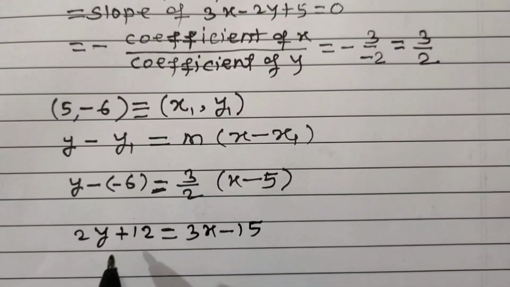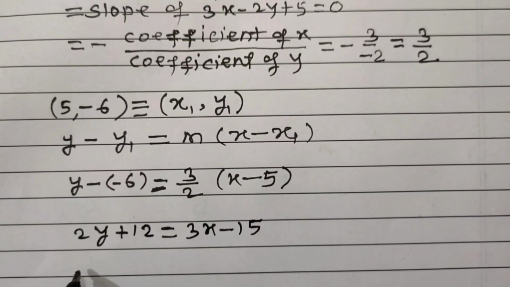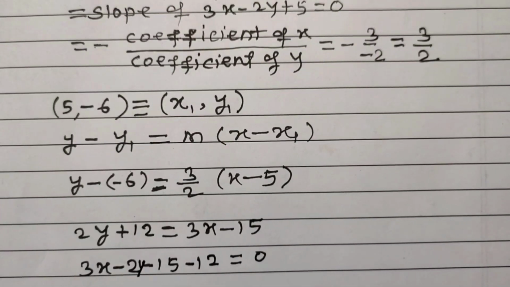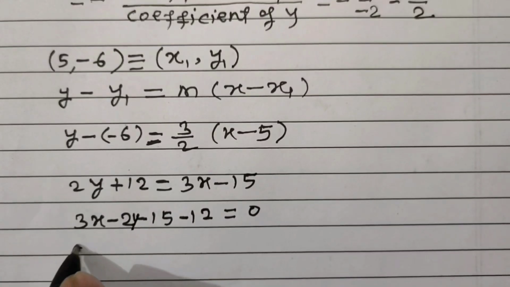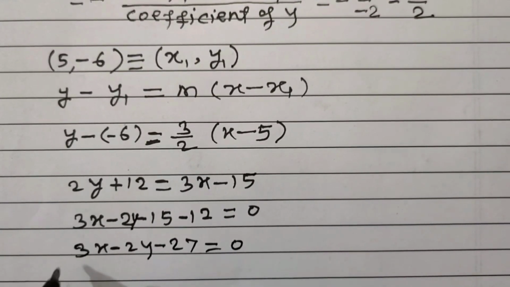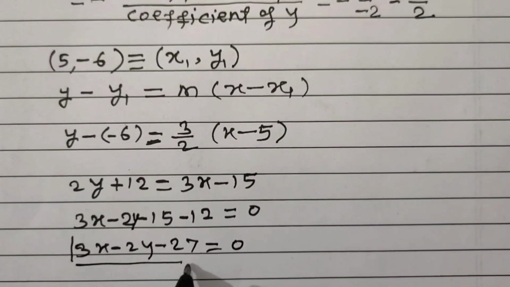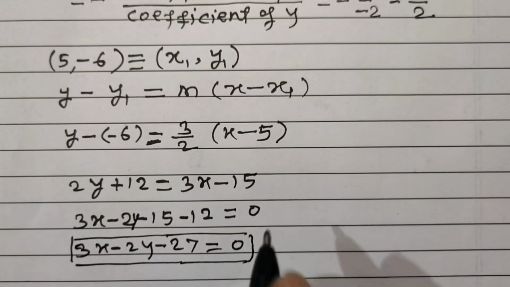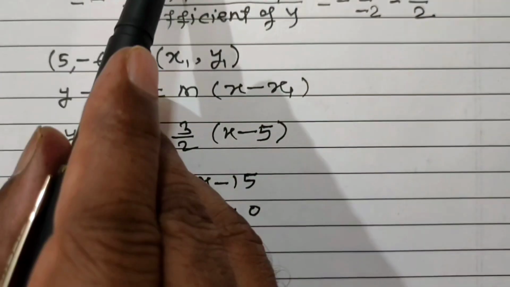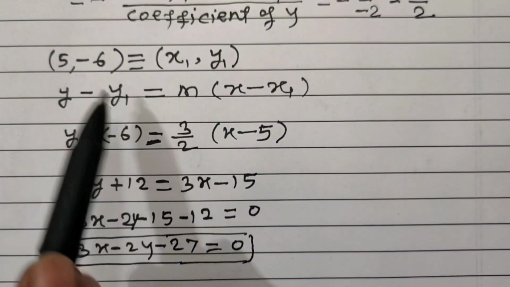Taking all terms on one side, this can be written as 3x minus 2y minus 15 minus 12 is equal to 0. Simplify this: 3x minus 2y minus 15 plus 12, which is 27, is equal to 0. And this is the required straight line, which is parallel to the line 3x minus 2y plus 5 is equal to 0 and passing through the point 5 comma minus 6. Let us stop here.